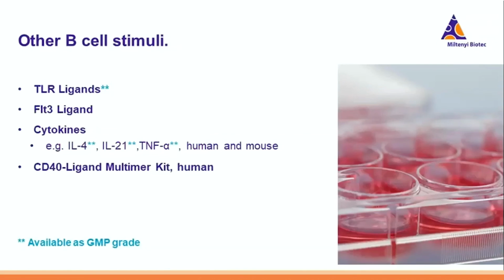We also have a lot of TLR ligands, FLT3 ligands. We have many cytokines, so Henriette already talked about that. This is available for human and mouse. And we also have different sizes, different versions, so to say, of the CD40 ligand multimer kit that you can also nicely use for your culture protocol. And most of the cytokines and some of the ligands are also available as GMP grade, which is really nice.